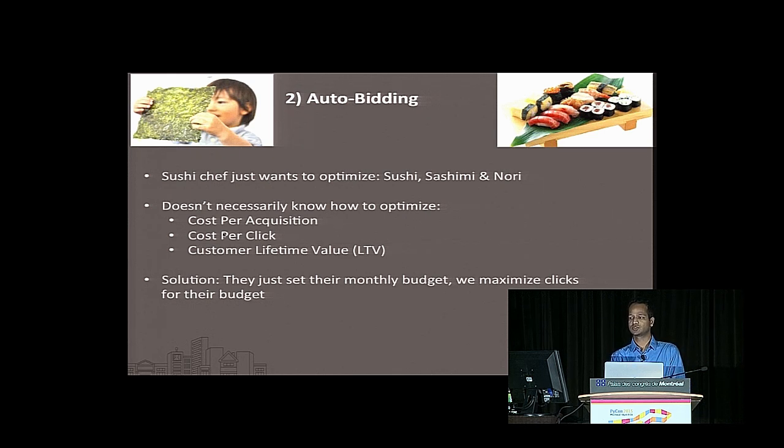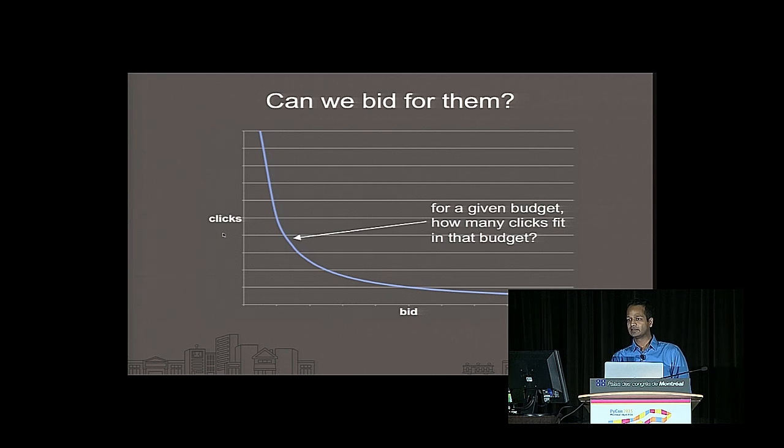A sushi chef wants to make the best sushi, sashimi, and the nori, not necessarily to optimize click-through rates or cost per click or any of those other terms, which they may not even be aware of. So the solution is we just ask them very simply, you just tell us how much you want to spend per month, and we'll give you the most number of clicks that we can, right? And the way we do it is as follows.